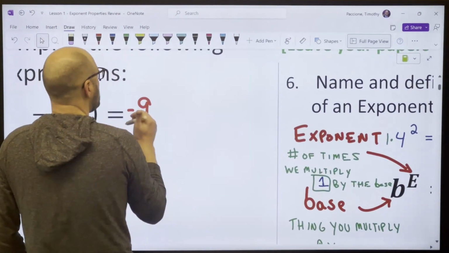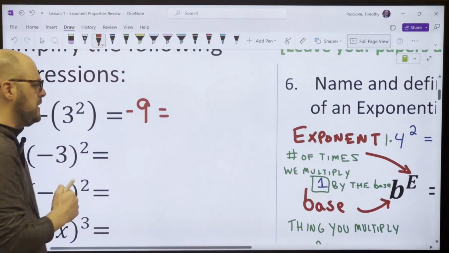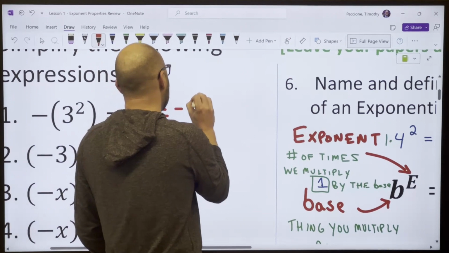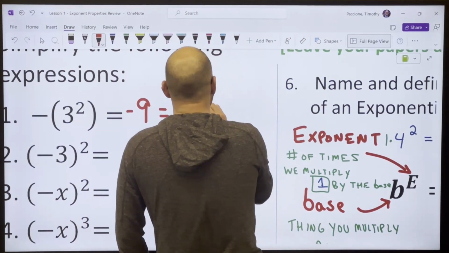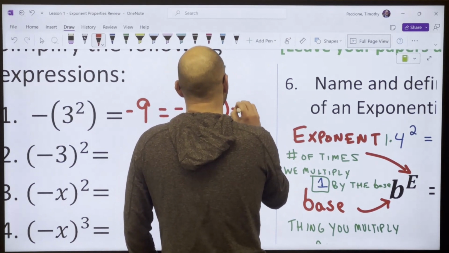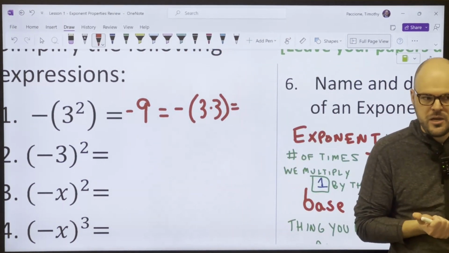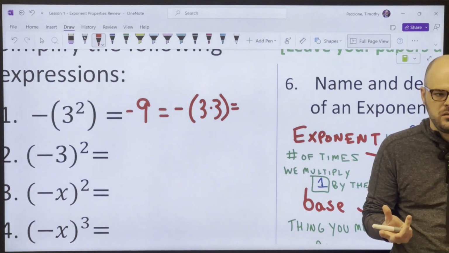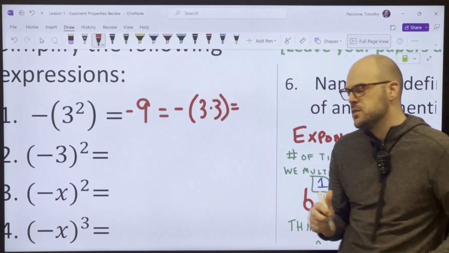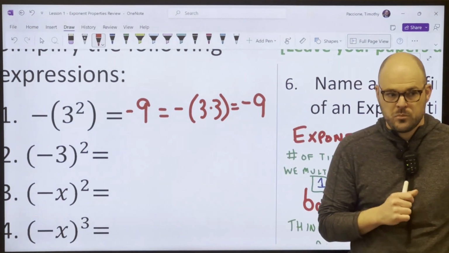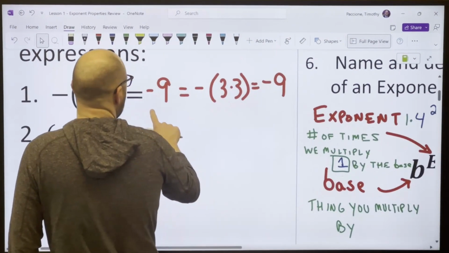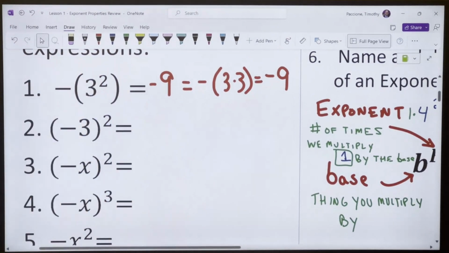So let's just get rid of the exponent by expanding this, right? Anytime we see an exponent, we do what the exponent is saying. So 3 squared is actually 3 times 3. We've gotten rid of the exponent. Now we're in an order of operation situation. What is 3 times 3? 9. We do that first because it's in parentheses. So I have -9. Does that make sense? Now, same thing down here. I have -3 squared. So it must also be -9? No. What is it? 9.